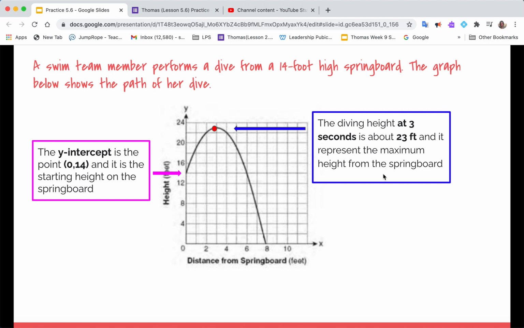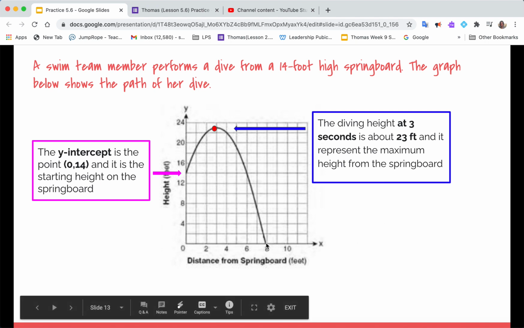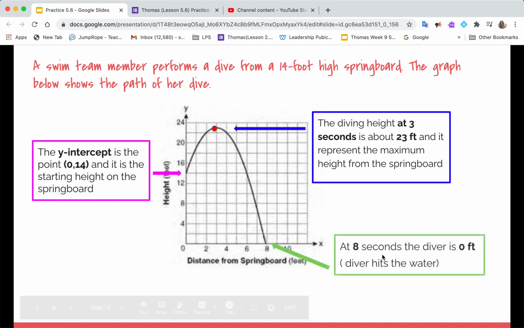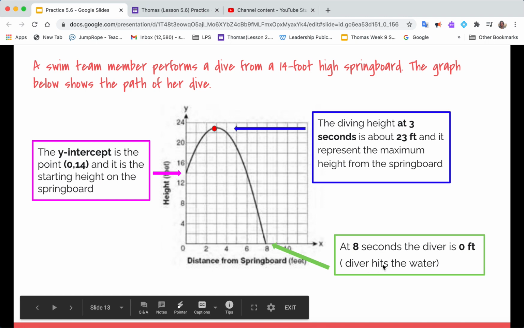The last question we're responding to is what's happening at 8 seconds. So at 8 seconds, what we notice is that the graph is at 0 feet right there. And it means at 8 seconds, the diver is at 0 feet, possibly hitting the water right there. The height at that point is 0 feet for the dive. So that's it.